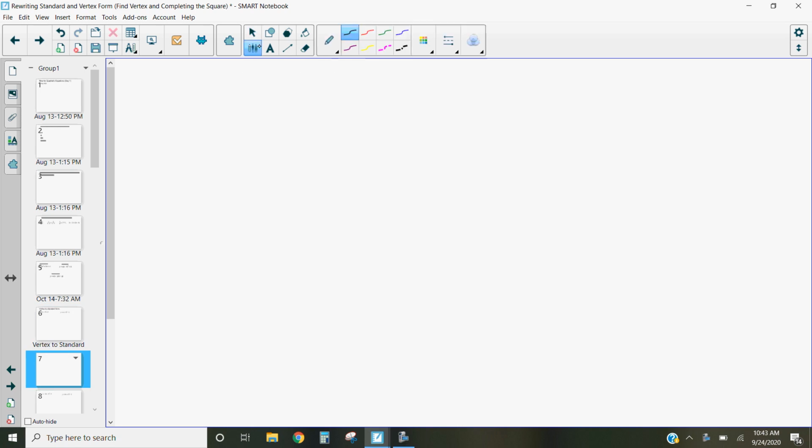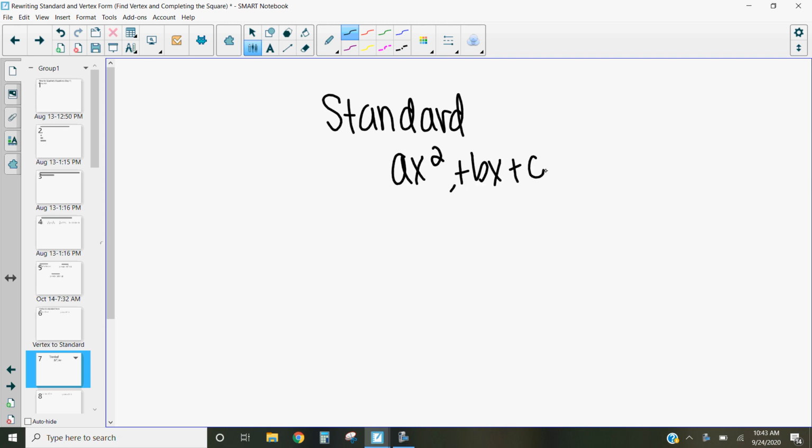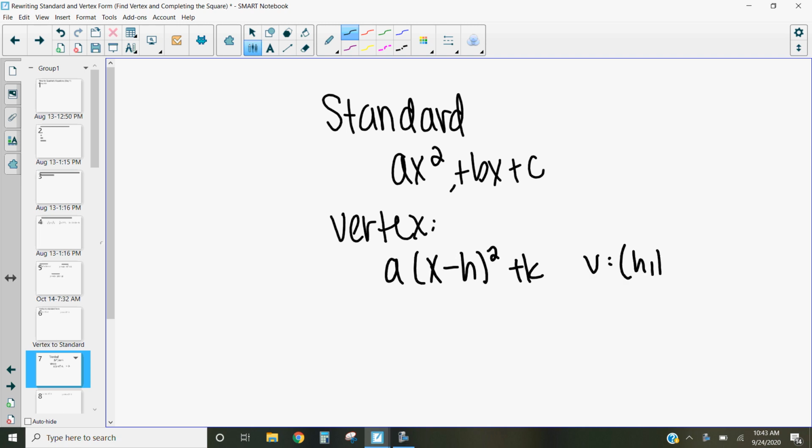We've talked about the standard form, which remember is ax squared plus bx plus c. We've talked about vertex form, and vertex form is a times (x minus h) squared plus k, and we call it vertex form because remember our vertex is the point (h, k).